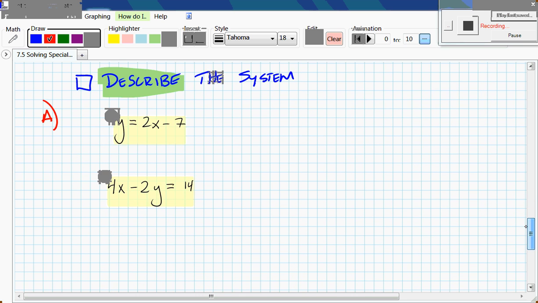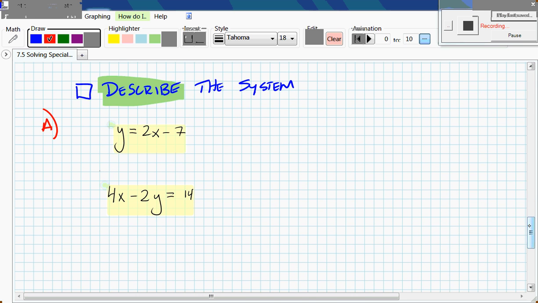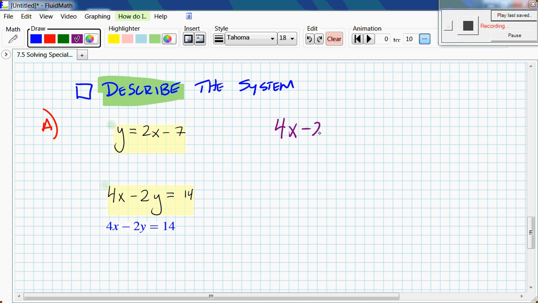All right, and lastly, let's try this one here. Let's describe the system. I have 2 of these, A and B. Well, this one says y equals, and this one says choose substitution and plug the y in for this value here. So I'll have something like this: 4x minus 2 times, I'll replace y with 2x minus 7, that's my substitution, equals 14.